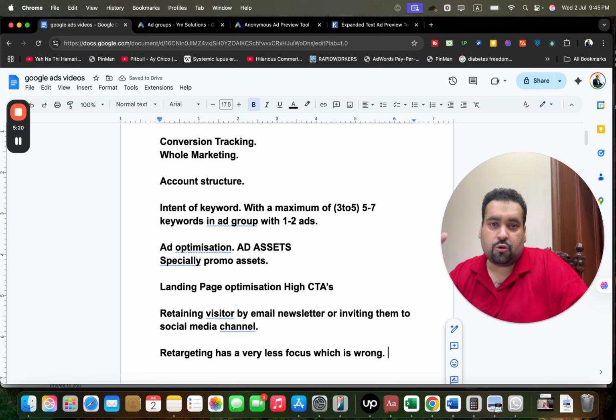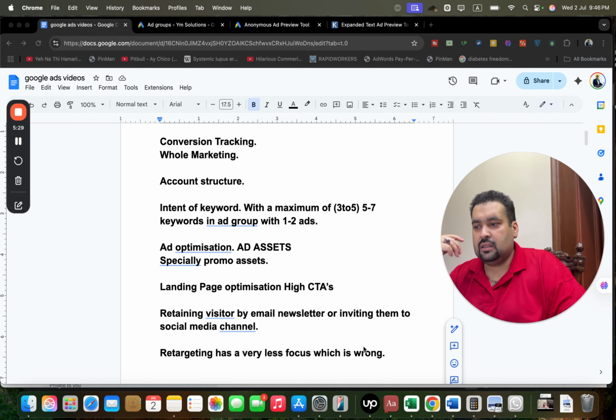So retargeting plays a crucial role over there, because you have to show your ad multiple times to the same audience, so that they can finally take an action on your product or service.